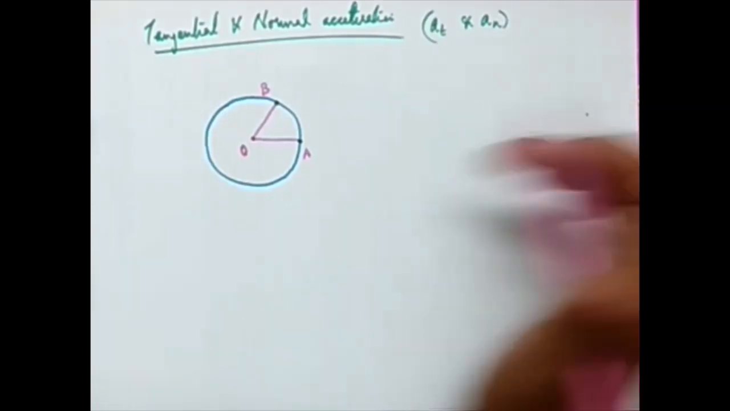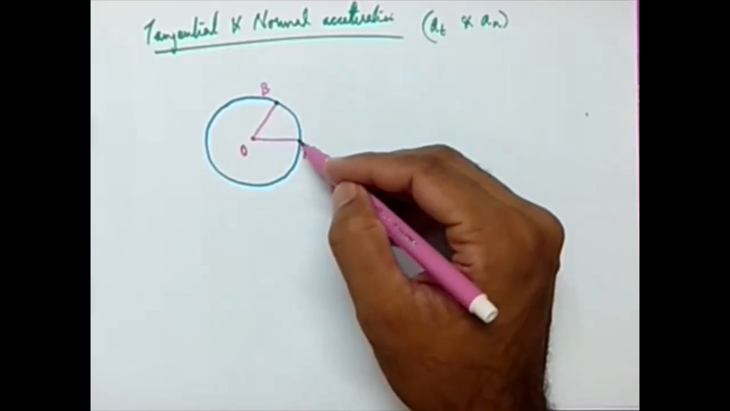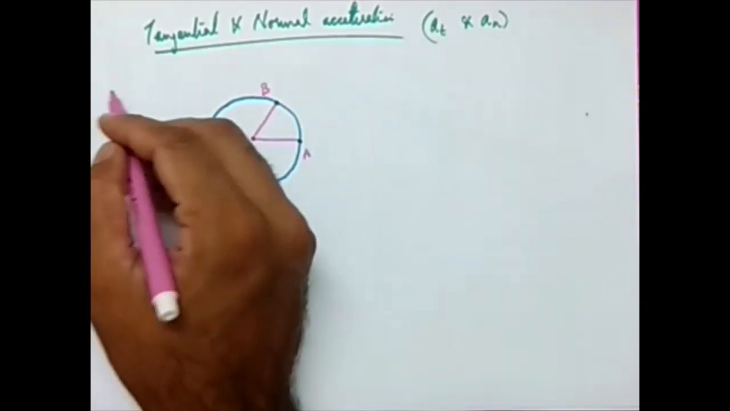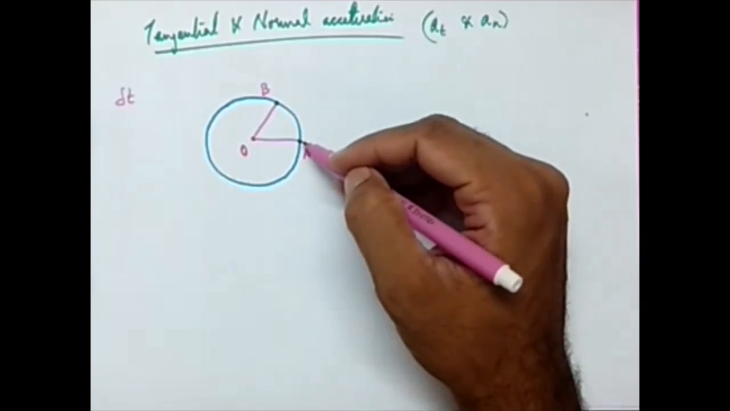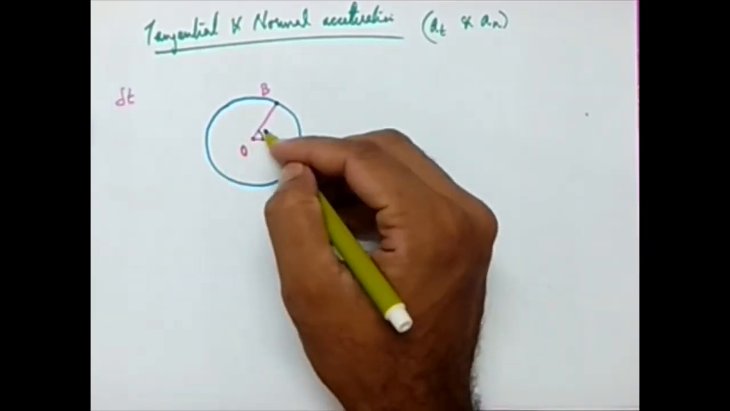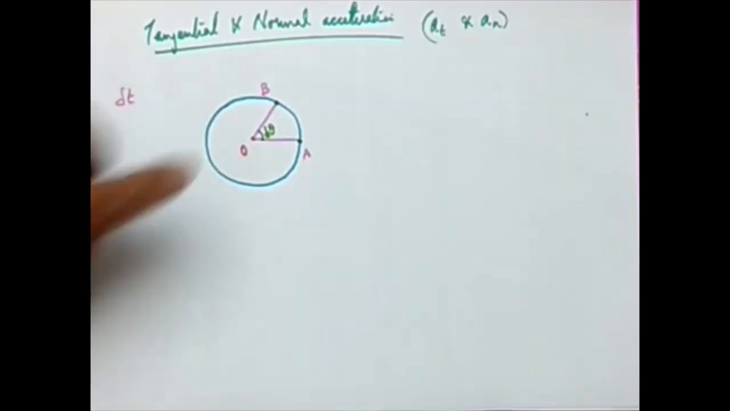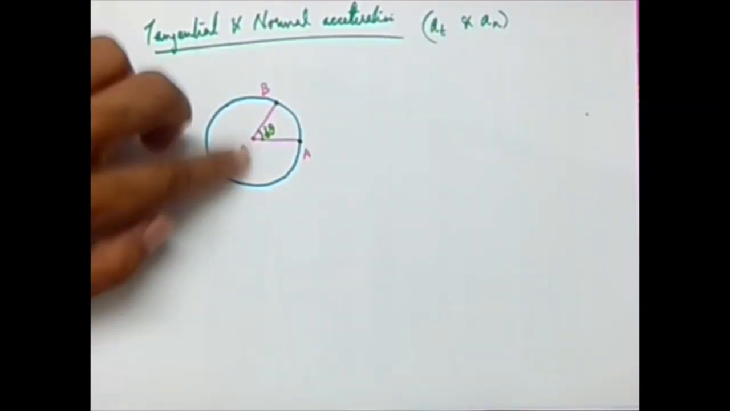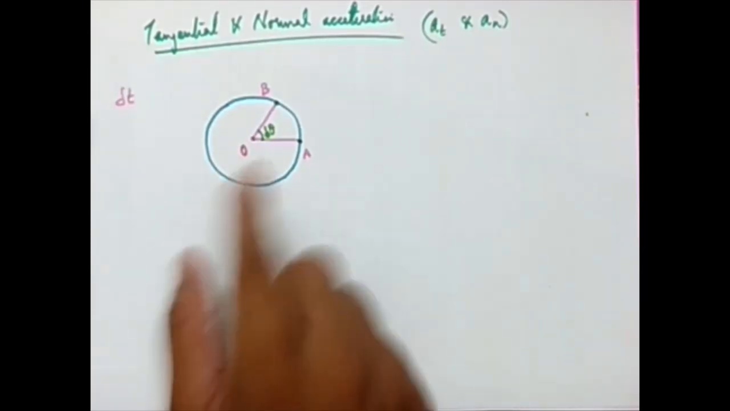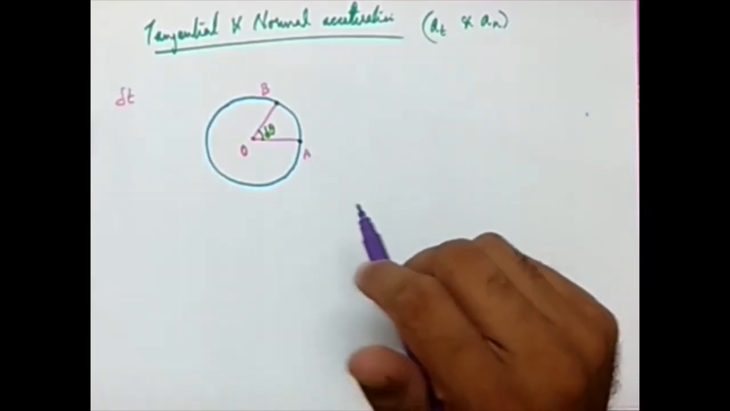At a given instant, say I'm putting the time as 0 as a reference. At time 0, the object was at A, and in a time delta t, the object was at location B. Let's consider this angle as delta theta, the small change in angle, and we know that change in angle is the angular displacement. So let the change in angle be a small value delta theta in a small interval of time delta t.